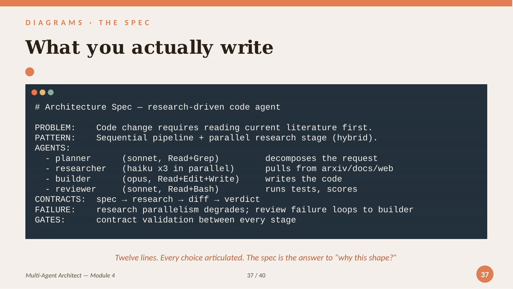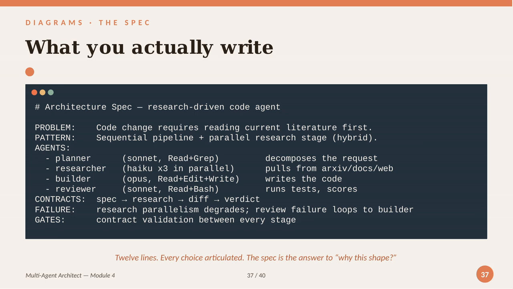Contracts: spec flowing into research, research findings into diff, diff into verdict. Failure plan: research parallelism degrades on individual source failure, review failure loops back to builder. Gates: contract validation between every stage. 12 lines. Every choice articulated. Anyone reading this can either build the system or critique your choices and propose a better design.